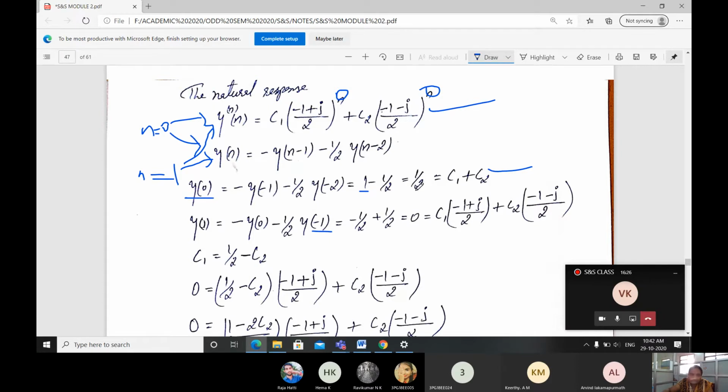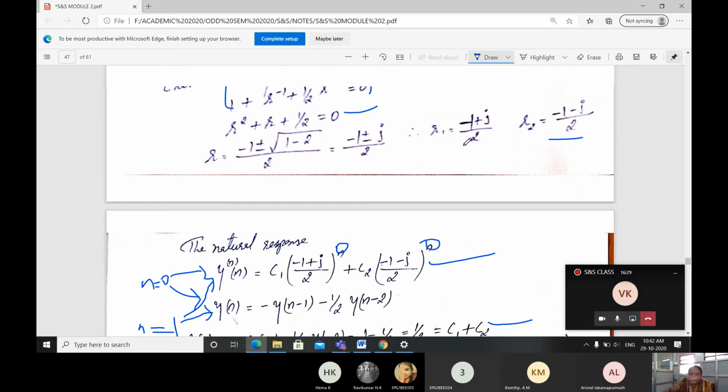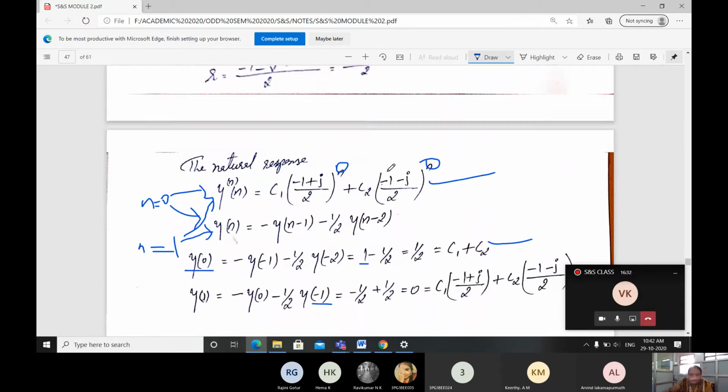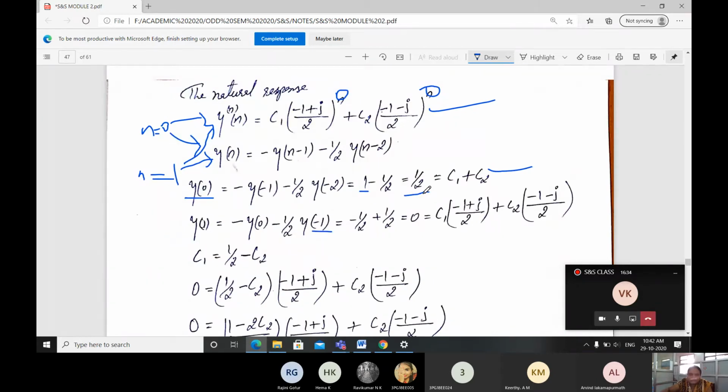From the previous step we have to take this value. Y of 0 will not be given in the equation, okay? In the problem, from the previous value you got, you have to substitute here. Therefore you'll be getting minus 1 by 2 plus y of minus 1 is minus 1, so minus of minus plus 1 by 2 will get, this is going to be 0. Minus 1 by 2 plus 1 by 2 is 0, that is equal to, here n is going to be 1 now, means C1 times (minus 1 plus j) by 2 plus C2 times (minus 1 minus j) divided by 2 you will get.